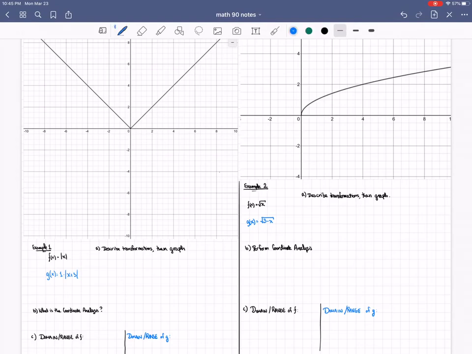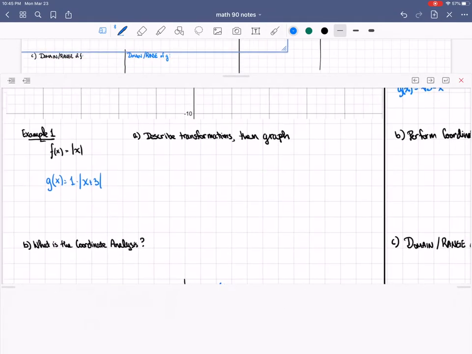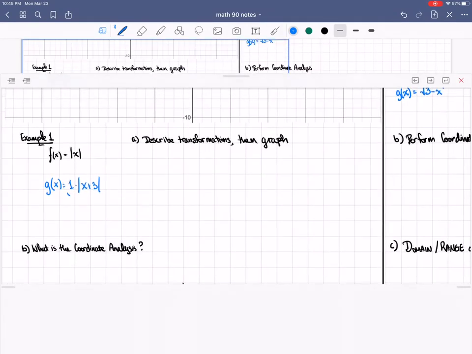And now kind of going down here, we are going to look at this function here. g(x) is equal to 1 minus the absolute value of x plus 3. So I'm going to zoom in because, as you know, I like to write zoomed in. And I want to point out here, and some of you will find this helpful, that writing 1 minus the absolute value of x plus 3 is the same as writing the negative absolute value of x plus 3 plus 1. Some of you will find this helpful because writing it this way actually makes it clearer to tell what the transformations are.